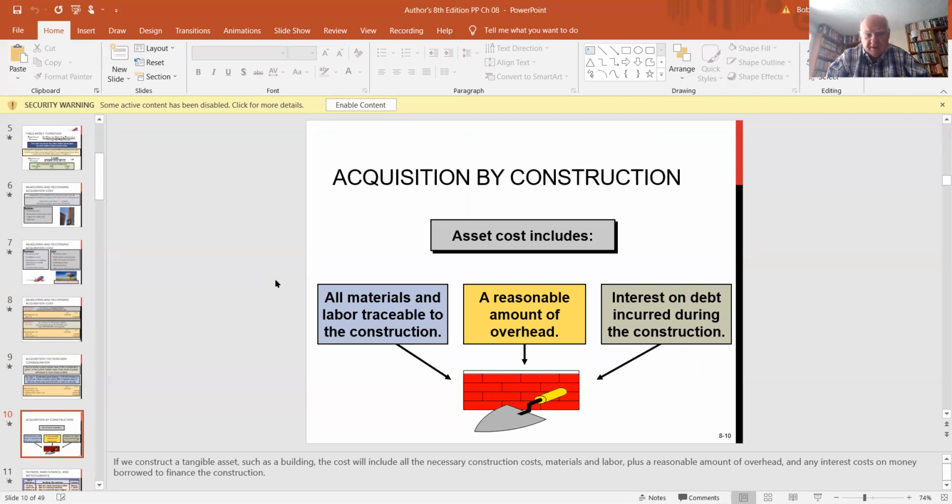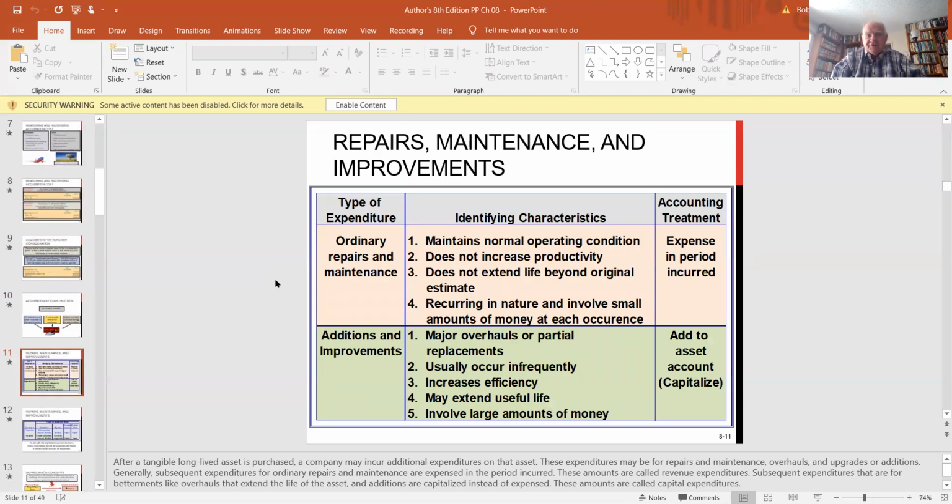So all of the costs of that job, the material, the labor, the overhead, the interest on the debt during the deal, all of that had to be added up, and that became the cost of that new building, that new asset. Here's something kind of important, worth a couple points on the test, and you need to know it.